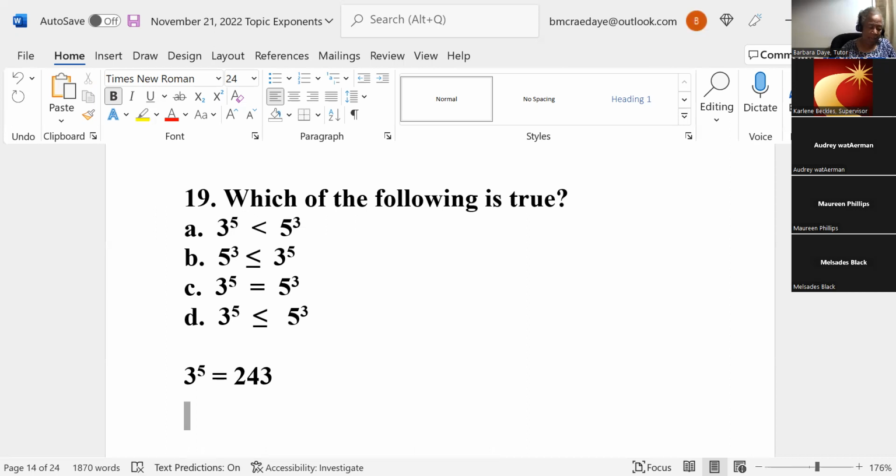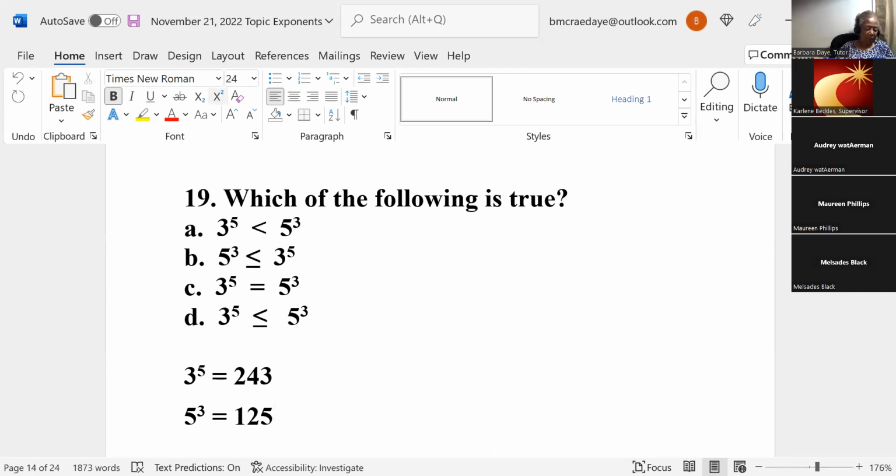Now let's take 5 to the 3rd. And we know that one, mental math, right? It was 125. 125, that's right. Because 5 times 5 is 25, and 5 times 25 is 125. So now you have your values.